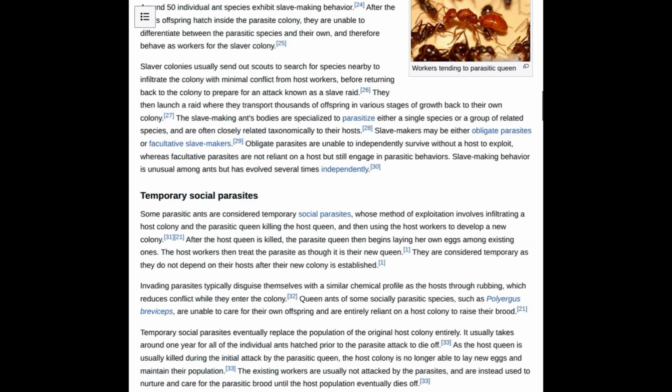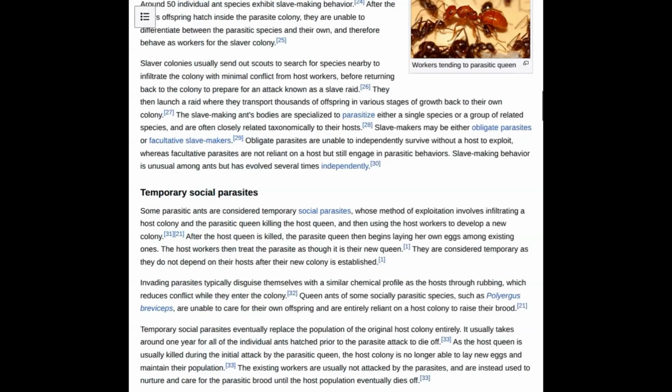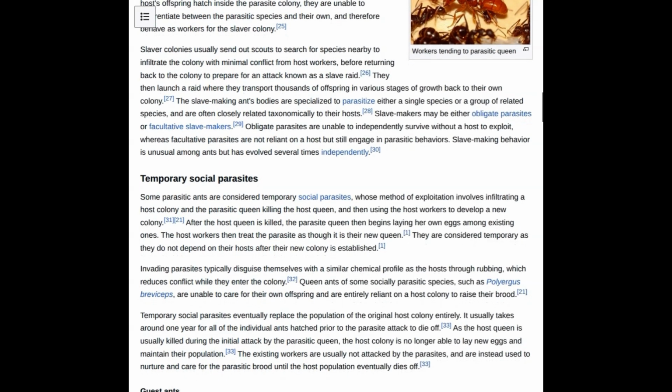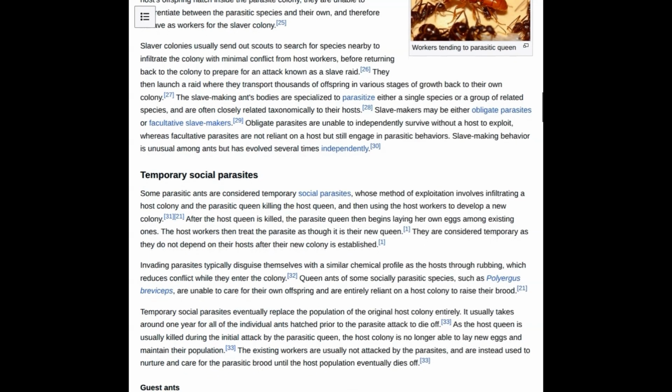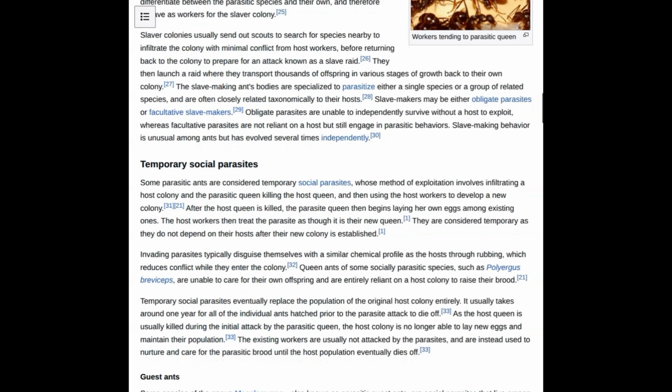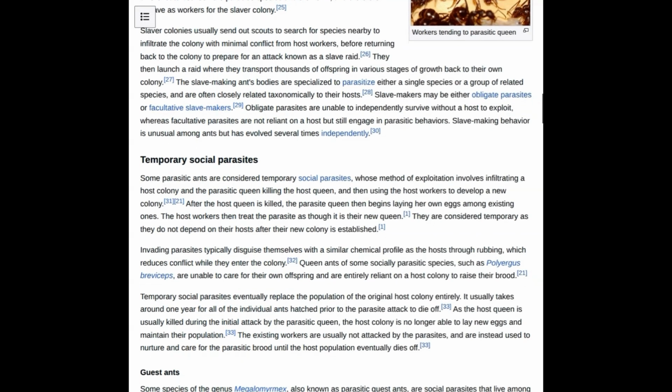Slave makers may be either obligate parasites or facultative slave makers. Obligate parasites are unable to independently survive without a host to exploit, whereas facultative parasites are not reliant on a host, but still engage in parasitic behaviors. Slave-making behavior is unusual among ants, but has evolved several times independently.